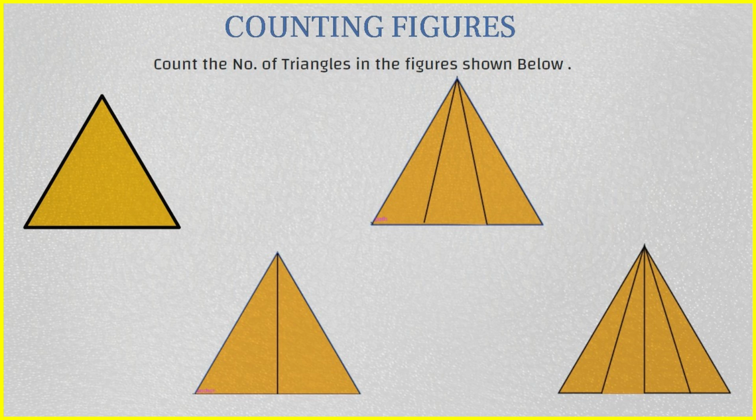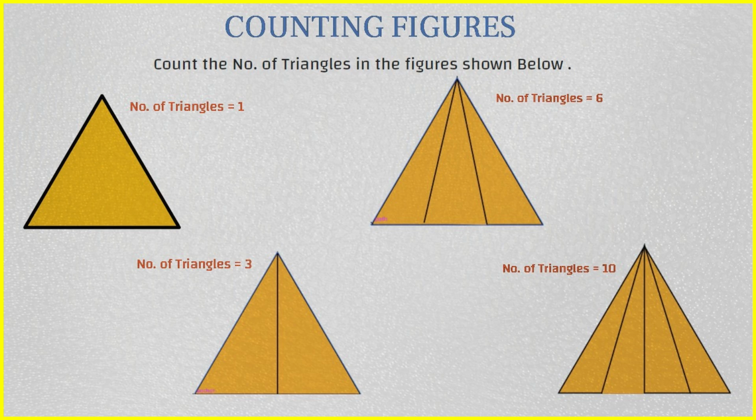Done? I know most of you would have already answered the question and wouldn't even have felt the need to pause the video, because these are the questions that we often encounter while practicing this type of question. So most of you would have already answered that figure 1 has 1 triangle, figure 2 has 3 triangles, figure 3 has 6 triangles, and figure 4 has 10 triangles inside it.